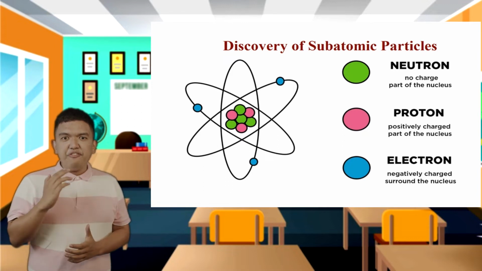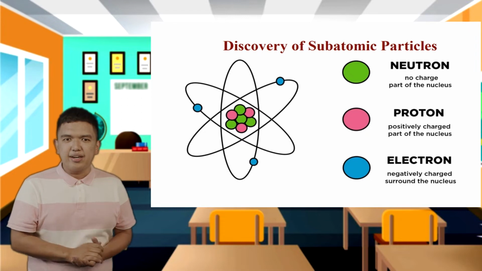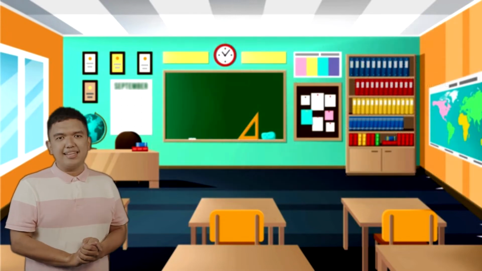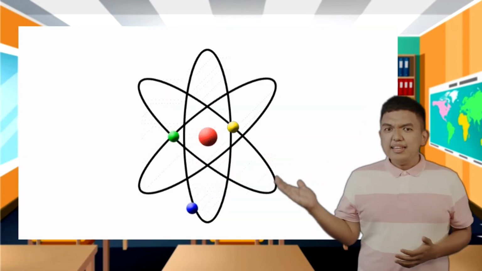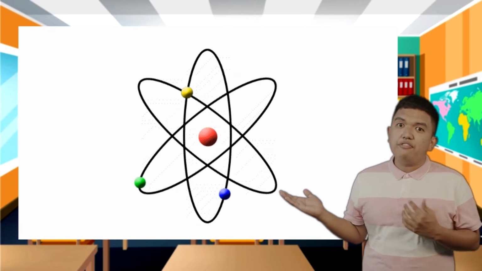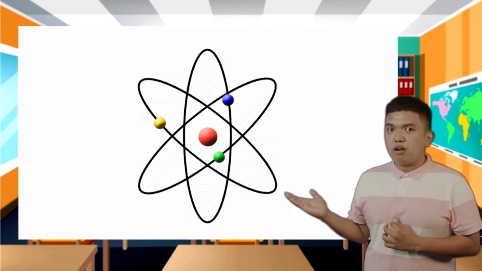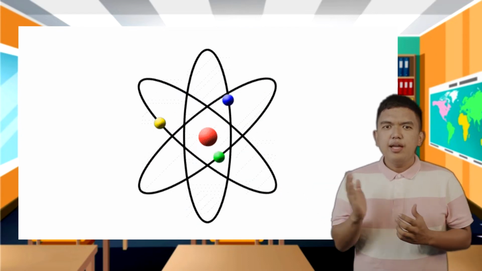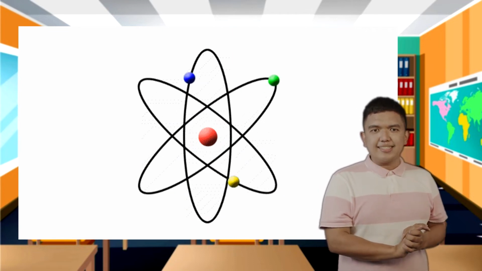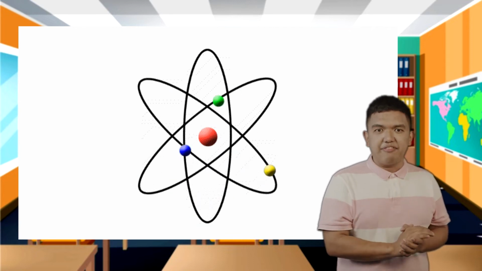Excellent work! If you got all correct answers, give yourself a pat on your shoulder. You did well! Let's begin with today's main lesson. This is what an atom looks like. It is mostly composed of an empty space, but it is considered to be the building block of matter. The atomic model underwent a lot of changes as many scientists studied them and as technologies evolved.